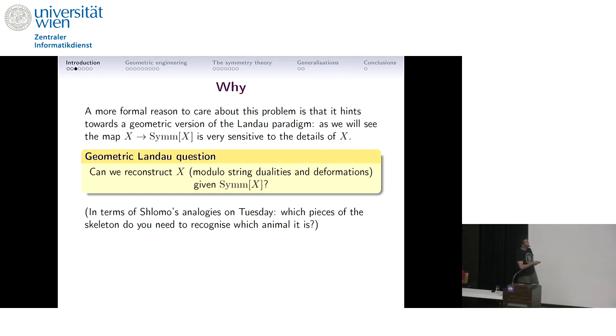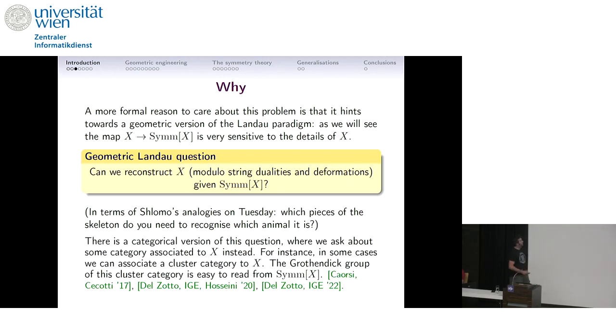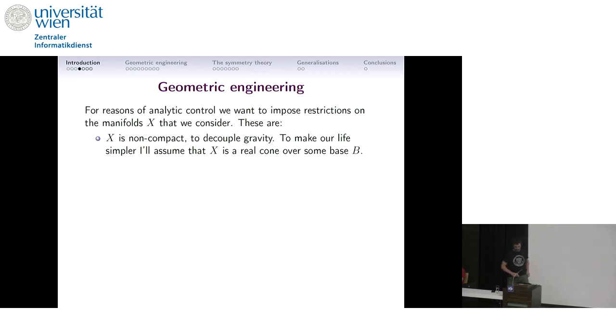So Shlomo had a great review on Tuesday of what we know and what we don't know about field theories in diverse dimensions. So in terms of his analogies, I guess I'm asking if somebody hands you the skull of some animal, can you recognize which animal it is? Sometimes you can. So although I won't go into category theory, I'm learning it, so I shouldn't give a talk about it. But this seems to be the right framework in which to formulate these kind of things. And we have already made a little bit of progress in this direction, trying to answer this kind of question in a categorical language. So I just point you to these two papers that we wrote, basically following up on work by Garcia and Cecotti. But I won't talk about category theory today.